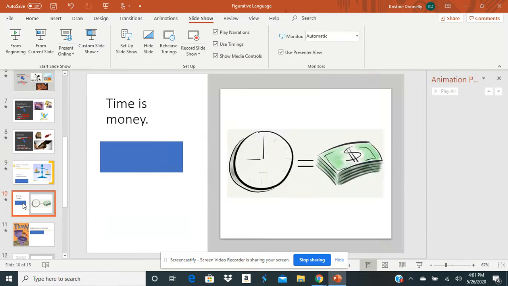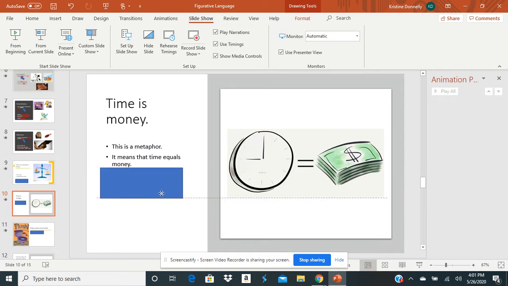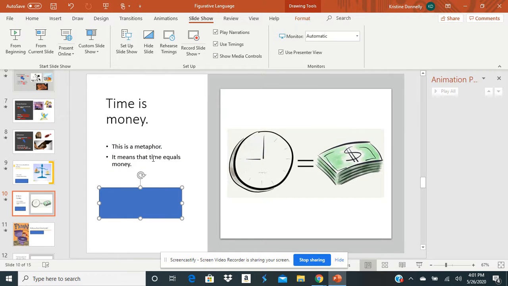Let's try number 2. Time is money. This is very similar to the first one. However, this is a metaphor. You will write metaphor in on the blank. It means almost the same as what the simile means. However, it is not using like or as. It means that time equals money.